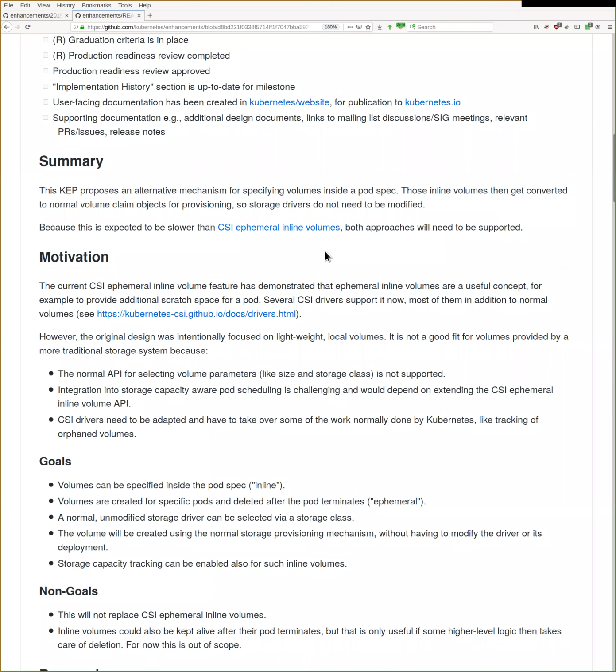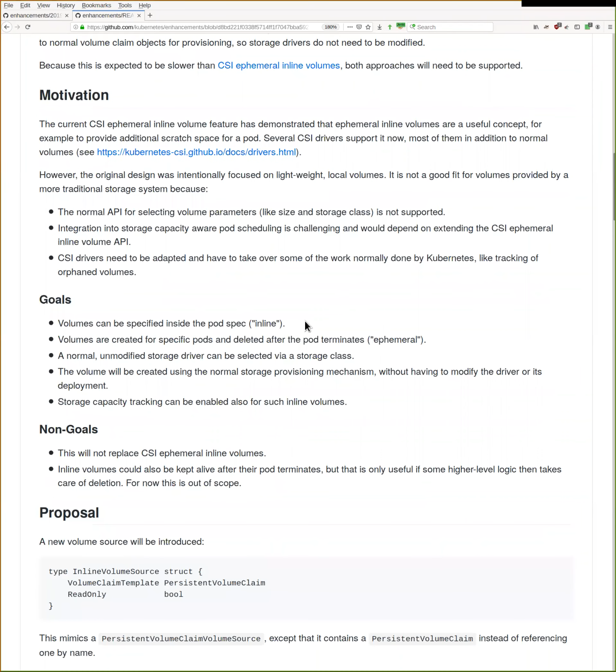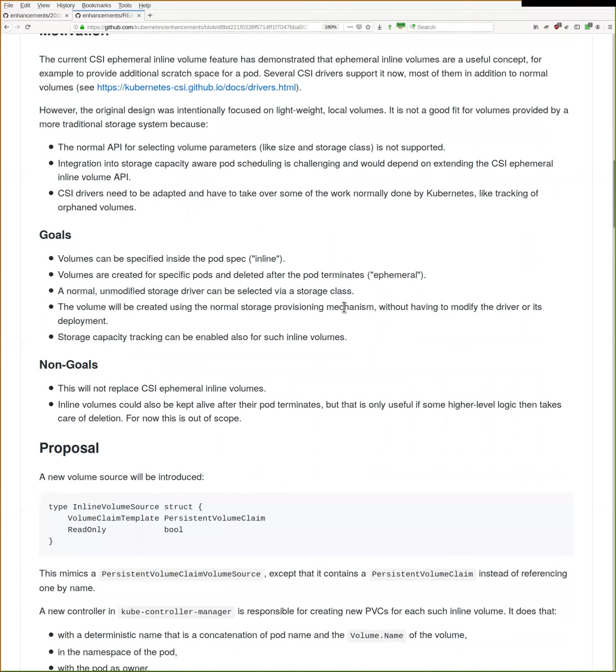Therefore, the proposal here is to do something to achieve the same goals where a pod spec can specify a volume inline. That's one key part. The other is that it's still an ephemeral volume, so it's mostly just this one pod that will use the volume. But in contrast to CSI ephemeral inline volumes, it works with normal unmodified storage drivers. No special logic in the code, no special deployment things necessary for it. And also just the usual code paths in Kubernetes, all code for the actual provisioning in Kubernetes.